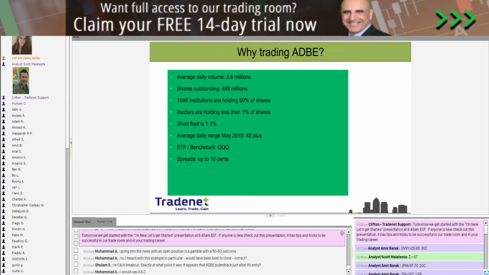First of all, it's an institutional type of trading. You can see that insiders are holding 0% of the shares, 1%, and thousands of institutions, 1,948, 46 institutions are holding 90% of the shares. So this is a game for institutions. Their game plan is long term.